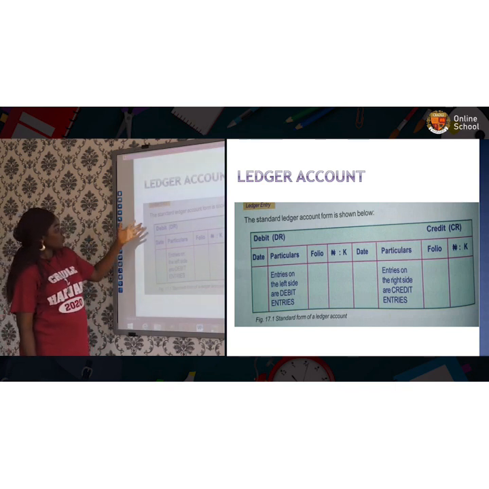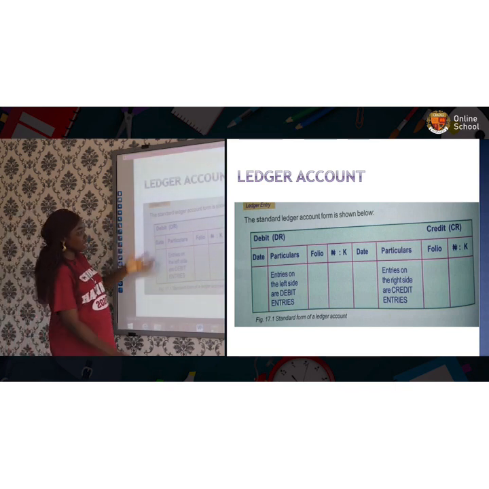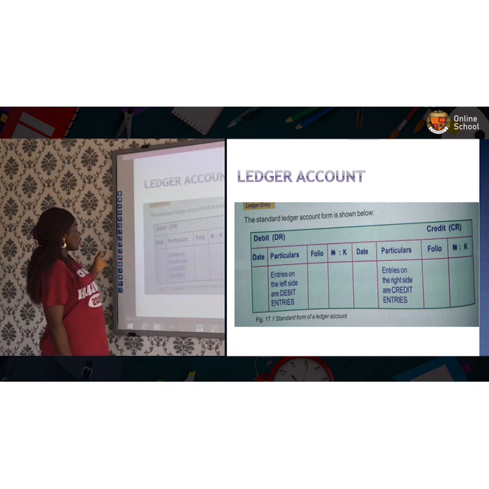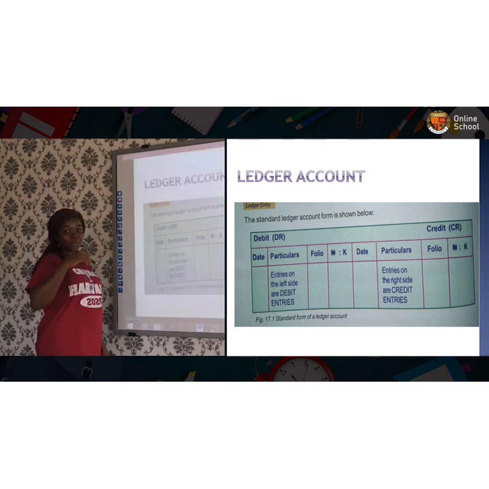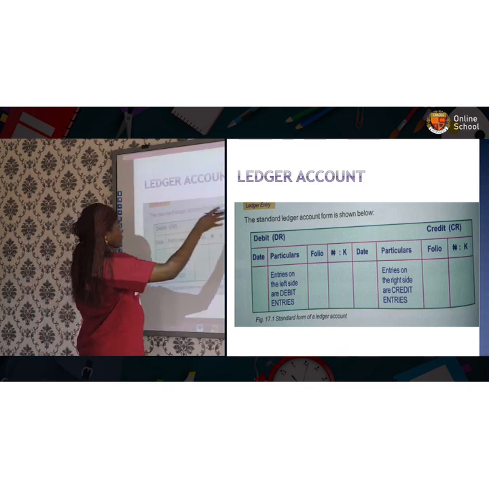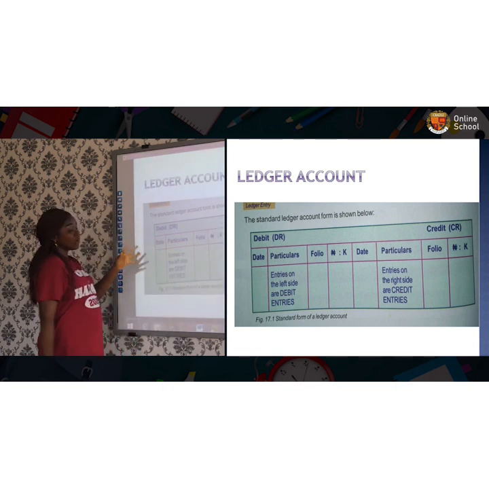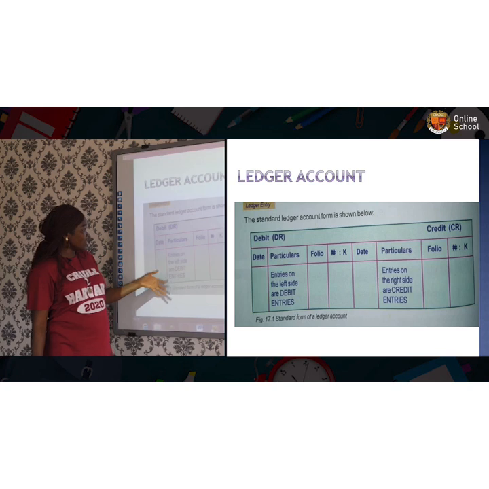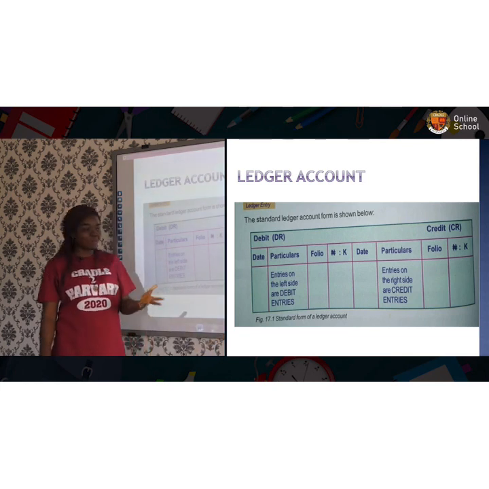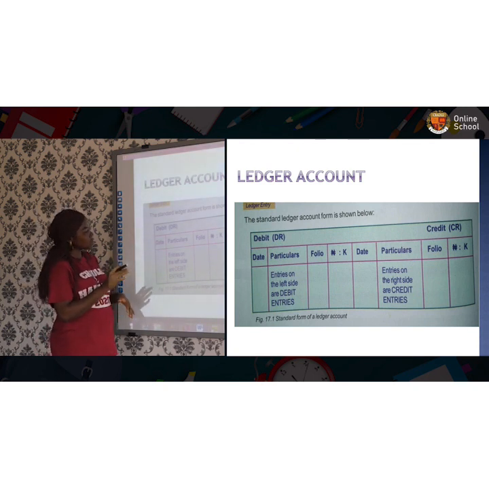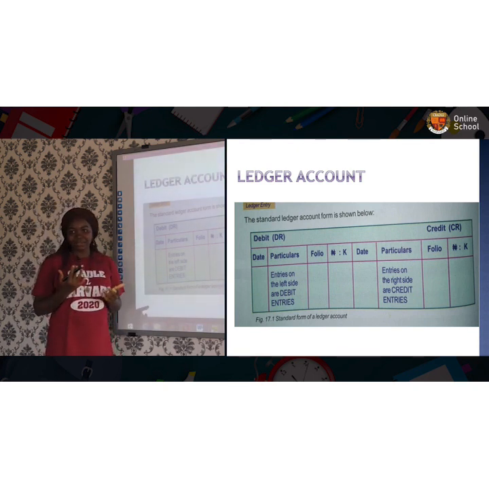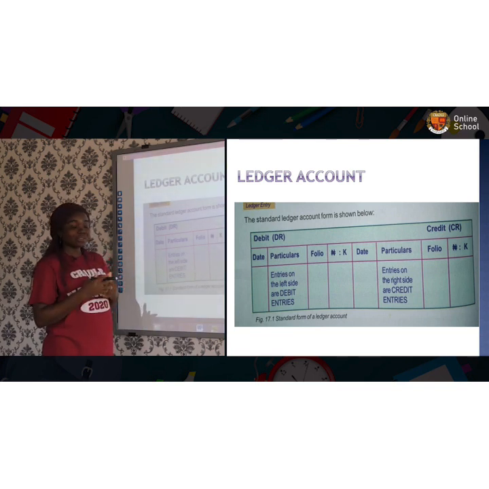Now, if you look at this ledger account, it is divided into two equal parts, the left-hand side and the right-hand side. At the left-hand side we have the debit entry, or you can just use DR as an abbreviation for it, and at the right-hand side you have the credit entries. Now, I want you to note one thing: whatever is seen in the debit side is also seen in the credit side. What do I mean by that? A typical ledger account has how many columns? It has 8 columns, 4 on each side, 4 on the credit side and 4 on the debit side.